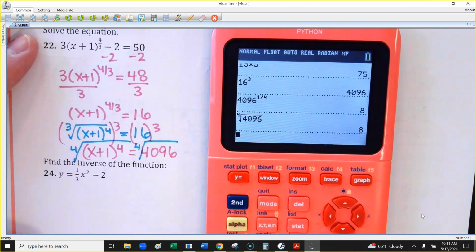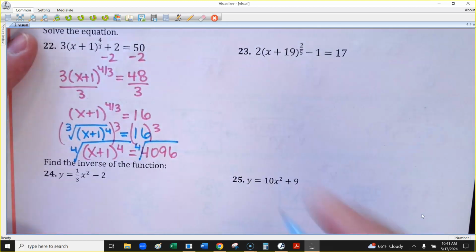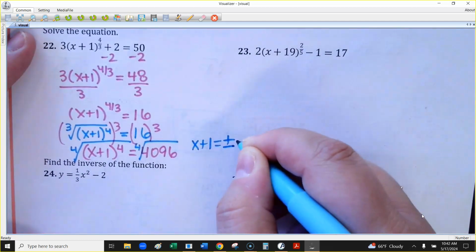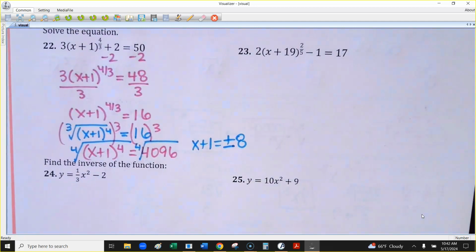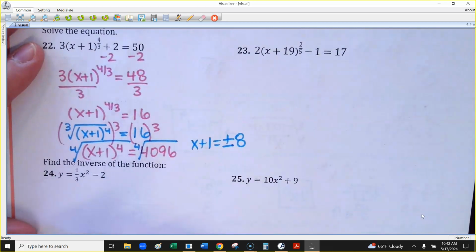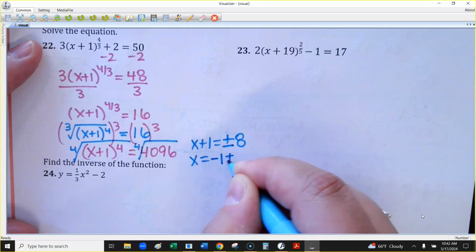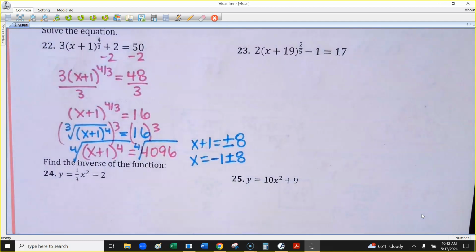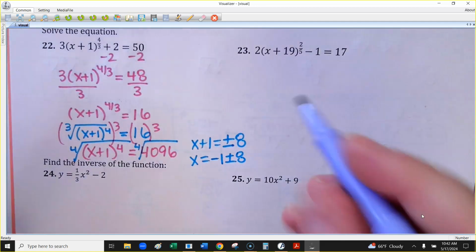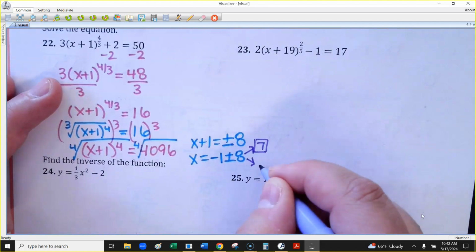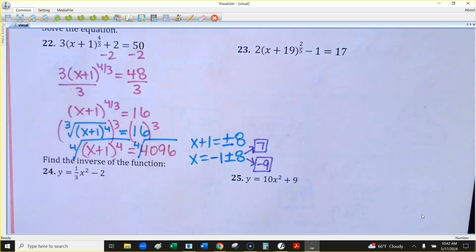The key to this question, though, is that x plus 1 is plus or minus 8, because there's actually 2 answers to that question. Because I took a 4th root. If you take an even root, you got to put the plus and minus. So then, to get x alone, I'm just going to subtract 1 from both sides. I'm just going to write it right after the equal sign. So minus 1. And then to get your 2 answers, you're just going to do -1 plus 8. So that would be 7. And you're going to do -1 minus 8, which would be -9.